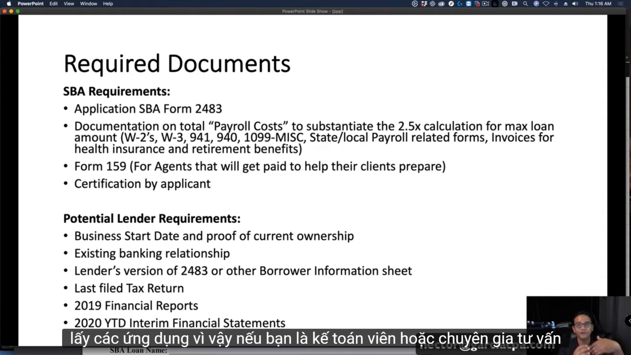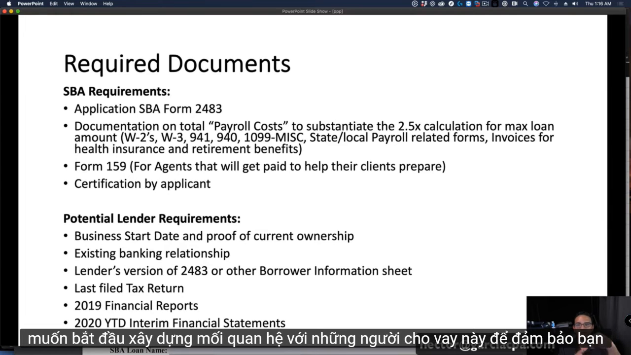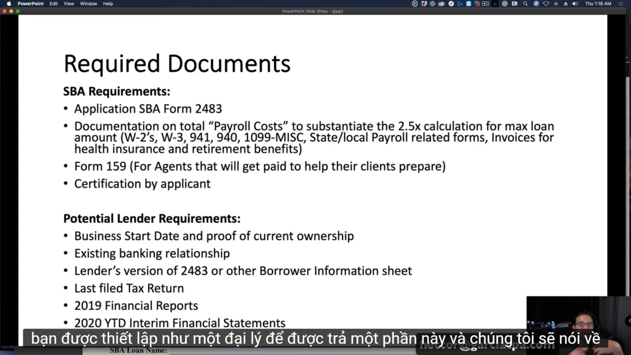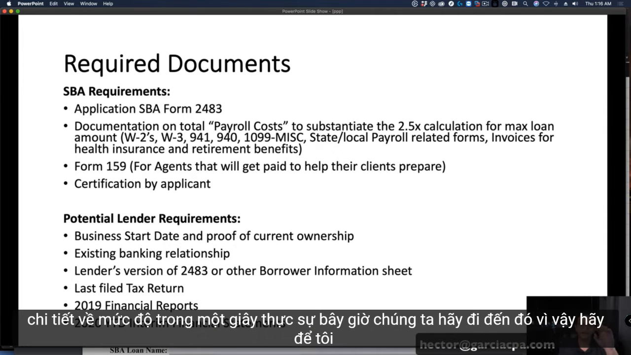So if you're an accountant or consultant, you probably want to start building relationships with these lenders to make sure you're set up as an agent to get paid a piece of this. And we'll talk about the details in terms of how much in a second. Actually, let's go to that now.